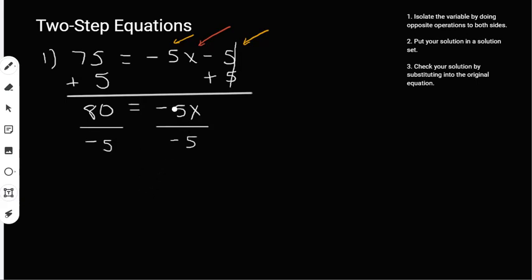So when I do that, what happens is the negative 5s cancel out, leaving the x. I bring down my equal sign. And then over here on the left side, I have 80 divided by negative 5, which is going to be negative 16. And that's going to be my answer. I put that inside of a solution set.